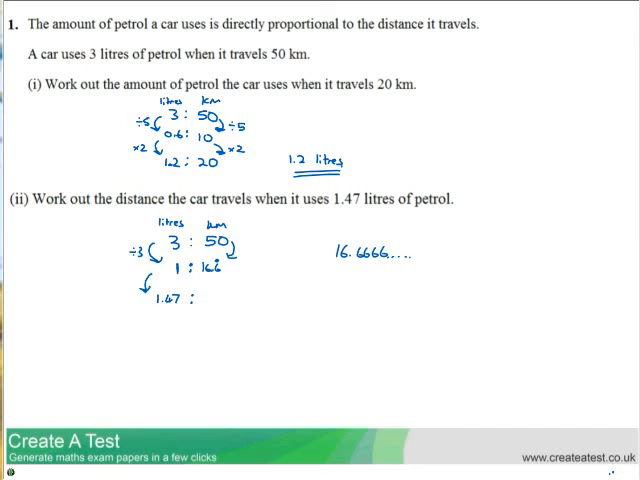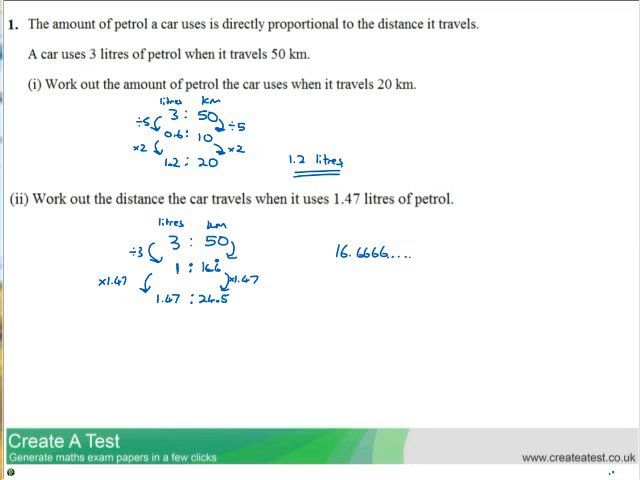So what I'm going to times by, well, if I times 1 by 1.47, I get 1.47. So what must I do to the other side? I must also times by 1.47. So I haven't actually removed the 16.66666 off my calculator, and I press multiply by 1.47. And that gives me the number 24.5. If you've got a slightly different number to this, you've probably not left 16.6666 on your calculator.